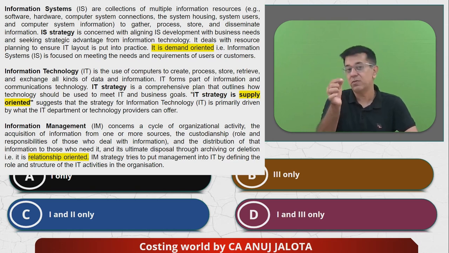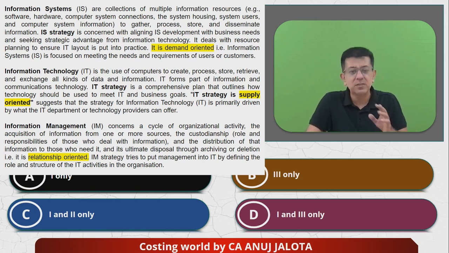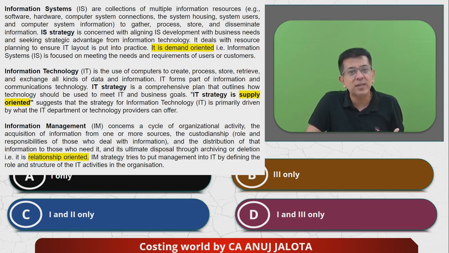As the last line of this paragraph says, that is the baseline. Information management strategy tries to put management into information technology by defining the role and the structure of IT activities in the organization. Example, there's a purchase department. It should only have the information about purchases, that is suppliers, when the material will come, all those things. It should not have the information about sales, that is not their department. Managing this flow of information is called information management.